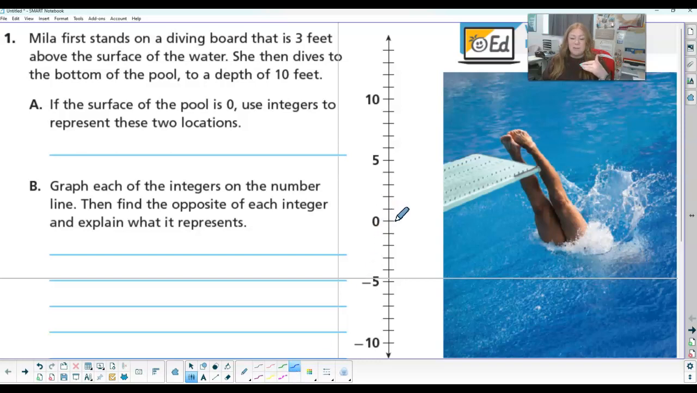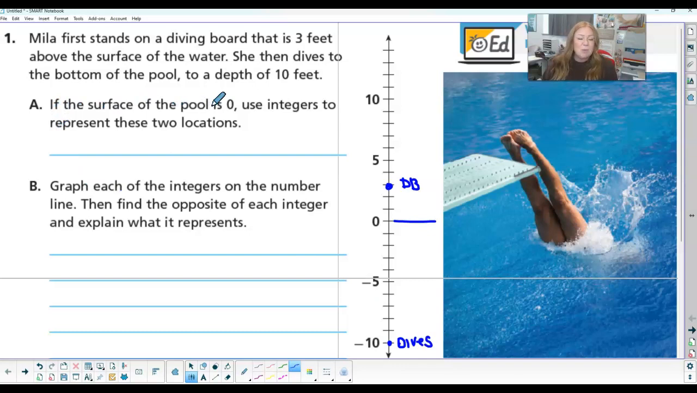So 0 is where the water is, and then the water goes down. So she's on a diving board that's 3 feet above the water. 1, 2, 3. Okay, so there's the diving board. And then she jumps off and she dives down 10 feet. So this is where she dives.